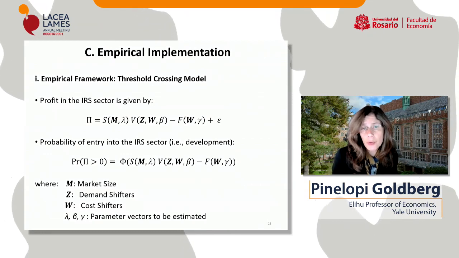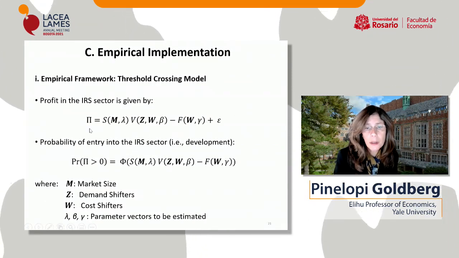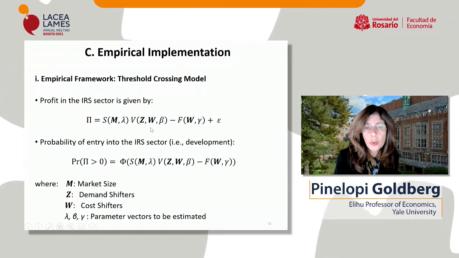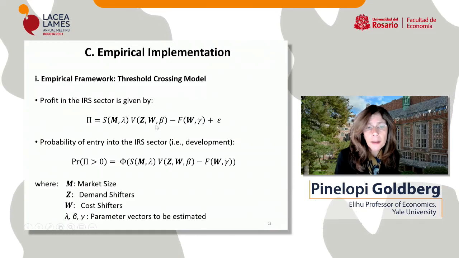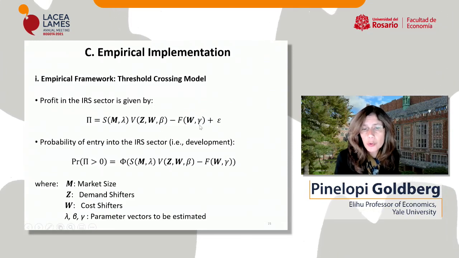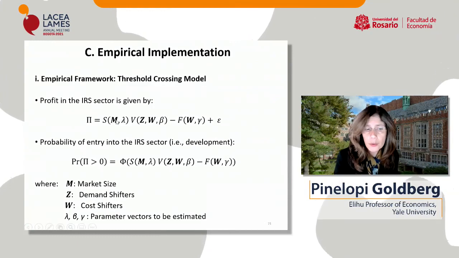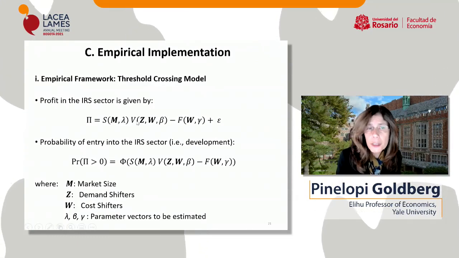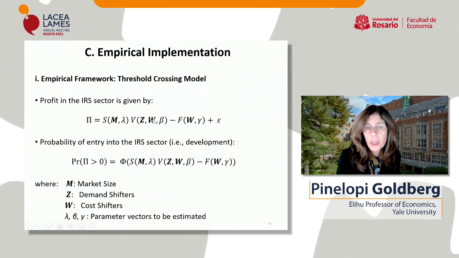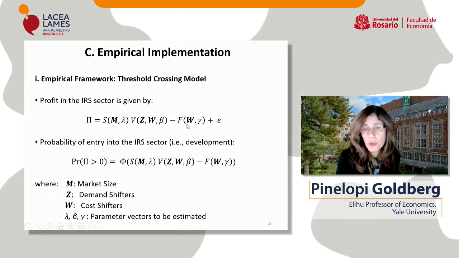But here is very briefly the threshold crossing model that we take to the data. The profits in the increasing returns to scale sector are given by this expression. The first part refers to variable profits, again of two terms, the market size S and the per capita variable profits B. And then there's a second term which refers to the fixed cost of adoption. Market size depends on a number of factors that I'm going to explain in a moment. The variable per capita profits depend on a set of demand shifters, Z, and cost shifters, W. As I said earlier, these are observable, so these are market level variables. And similarly, the fixed costs depend on a set of observables, W.